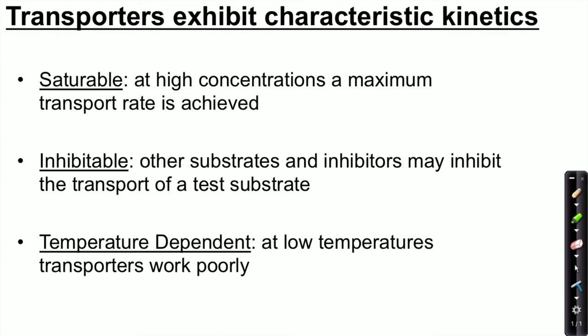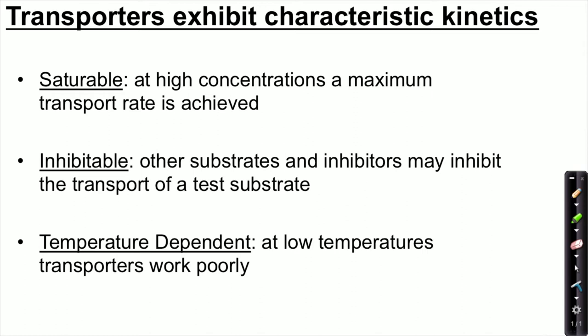Transporters exhibit characteristic kinetic properties. They are saturable, they are inhibitable, and they are temperature dependent. So saturable is a property that we're all aware of with a transport mechanism. That is, the transport rate will increase as concentration increases, and then a maximum rate will be achieved. And that maximum rate will depend on a couple of things. One is the number of transporters in the plasma membrane. Secondly, transporters are inhibitable. That is, another substrate or a so-called inhibitor may inhibit the transport of a test substrate. So that's the second property that characterizes a transporter. And third, transporters are very temperature dependent. That is, at low temperatures, they work very poorly. They have an optimal temperature. It's usually 37 degrees, which is our biological temperature.